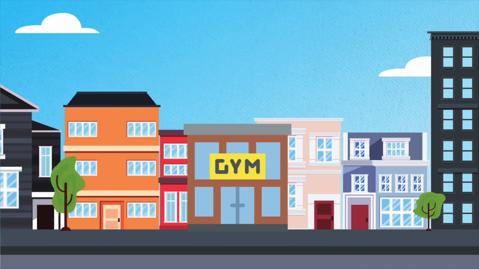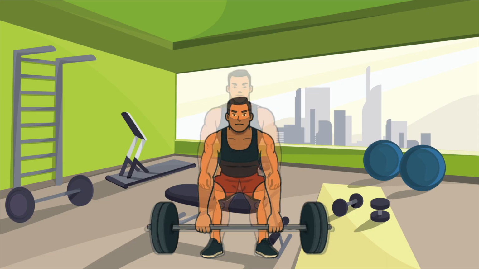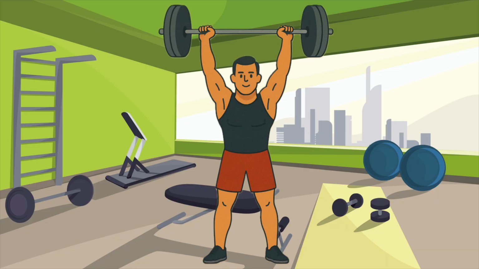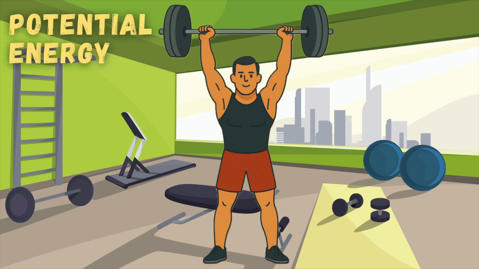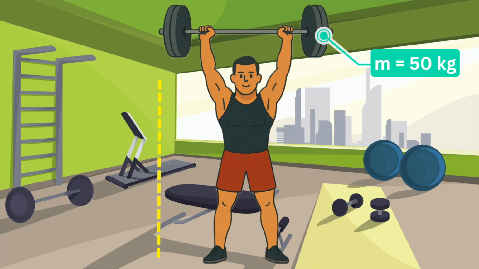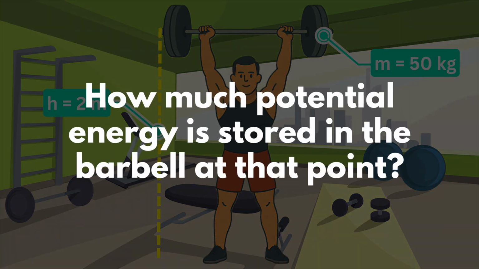Picture a bodybuilder at the gym, standing in front of a heavy barbell. As he grips it and lifts it overhead, he's not just showing off his strength. He's also increasing the barbell's potential energy. Let's say the barbell has a mass of 50 kilograms, and he lifts it to a height of 2 meters above the ground. How much potential energy is stored in the barbell at that point?